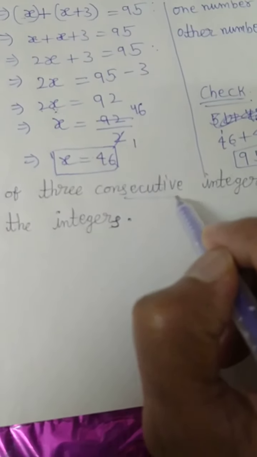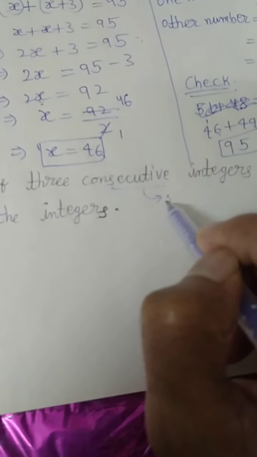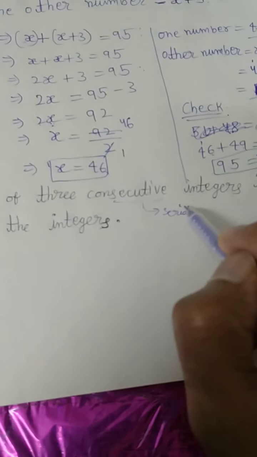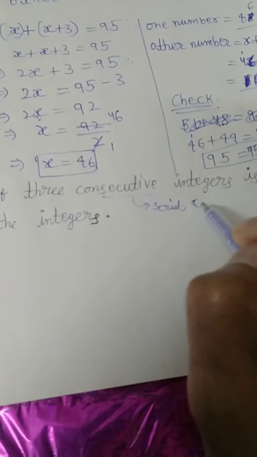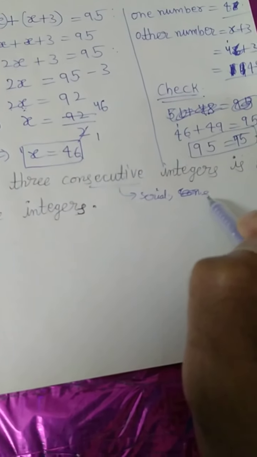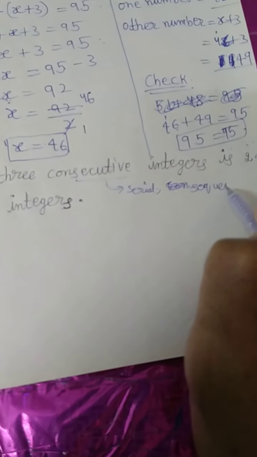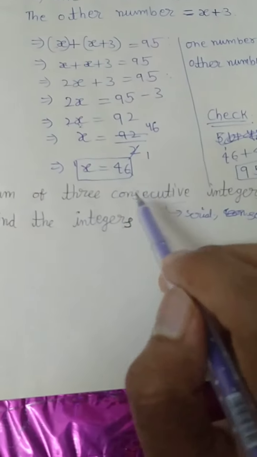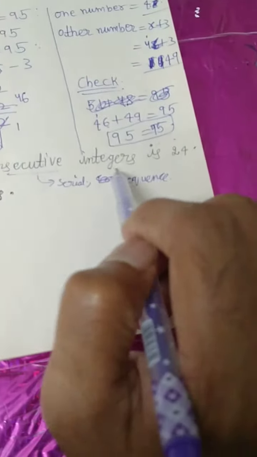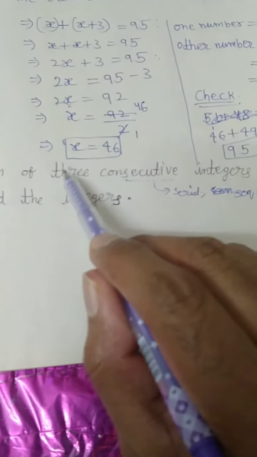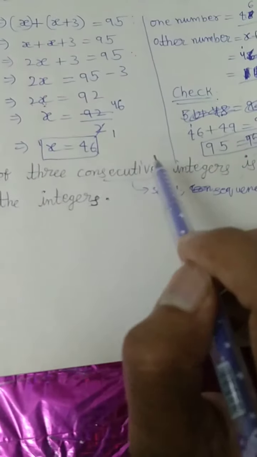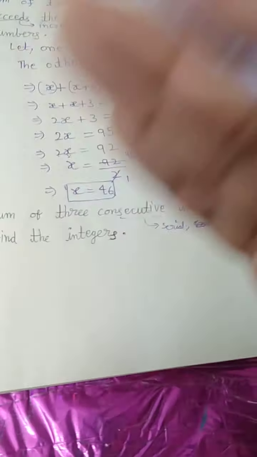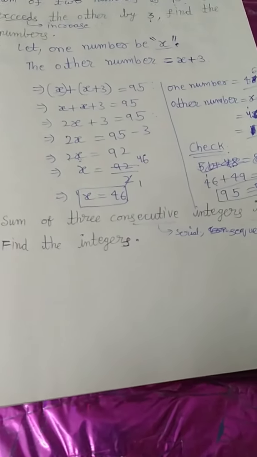What is the meaning of consecutive? It means the next serial numbers, sequence numbers. That is the meaning of consecutive. The sum of three consecutive integers is 24. We don't know here what the three consecutive integers are. If one number is x, the next number will be the next number only.